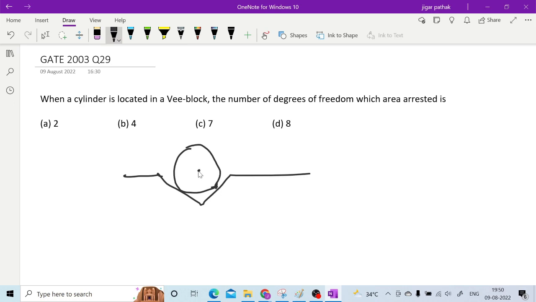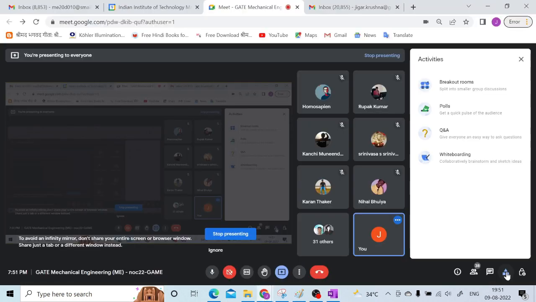Right, so here you may have the center line of the cylinder. Now this question I would like you all to try. What I am doing is generating a poll for this question, and you can give your answer as A, B, C, D. This is GATE 2003. I am simply writing 2003, and for the question number I am writing only Q. So your options will be A, B, C, D.